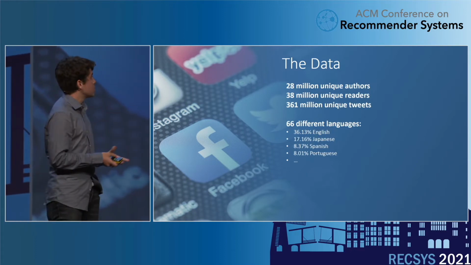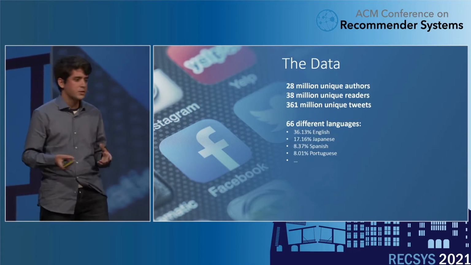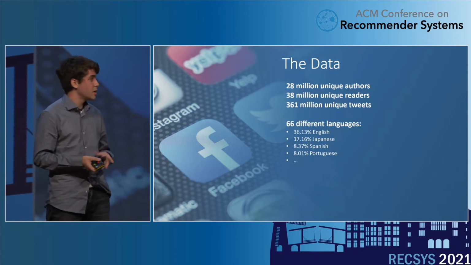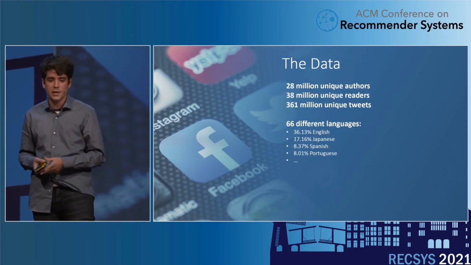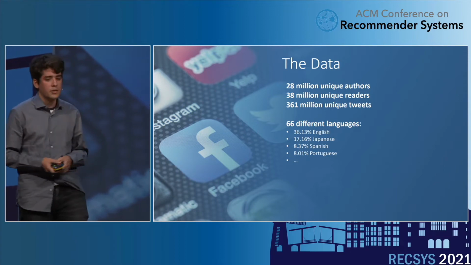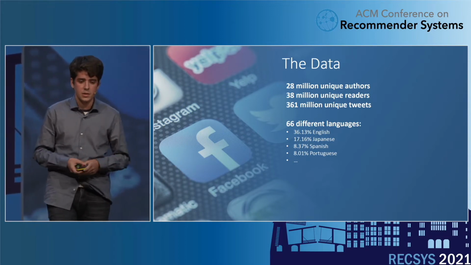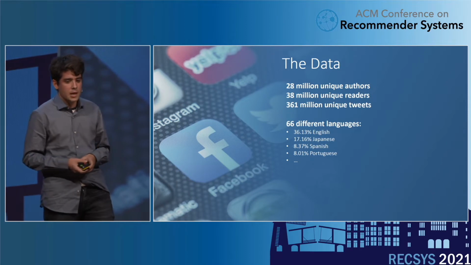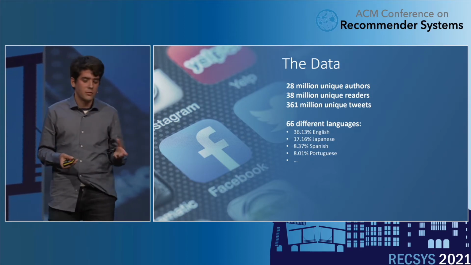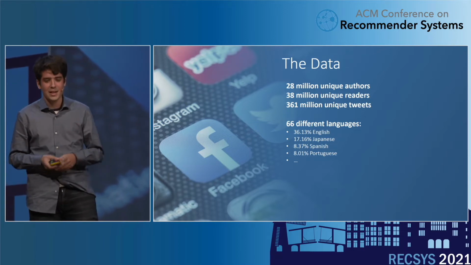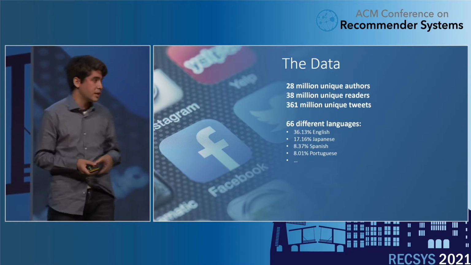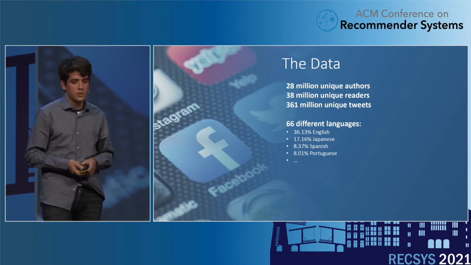So also, there were a lot of interactions, but there were a lot of users too. In this case, we have like 30 million users that were identified as authors or creators, and we have nearly 40 million unique readers. So it's a huge amount of users. And these 30 million unique authors wrote 360 million unique tweets in 66 different languages. Here you can see some statistics about the languages.